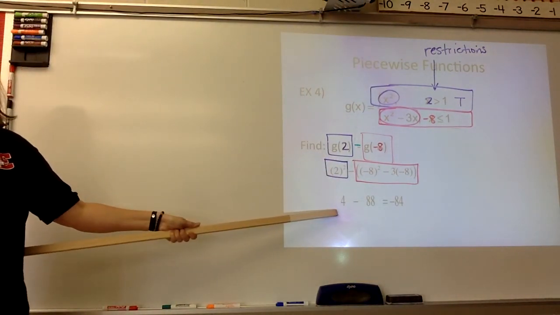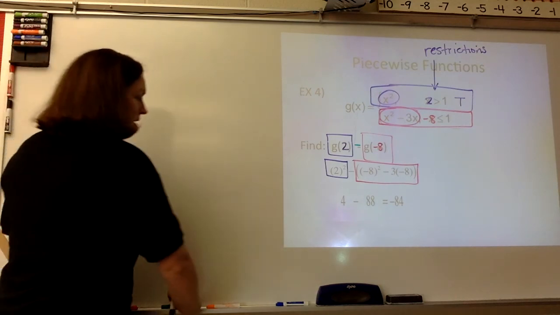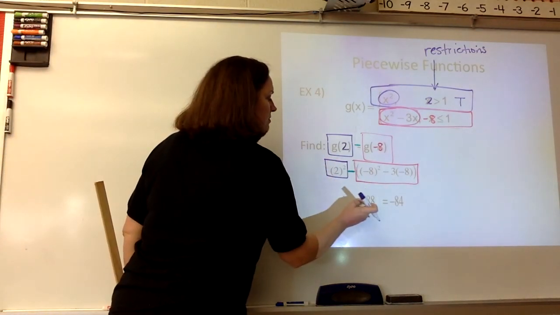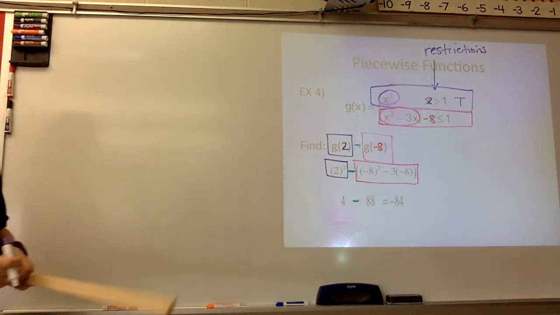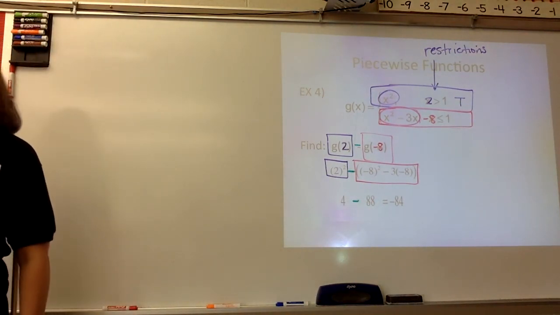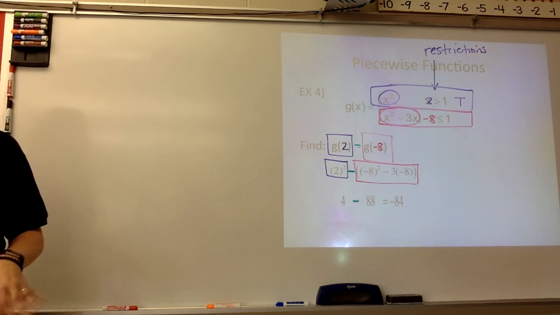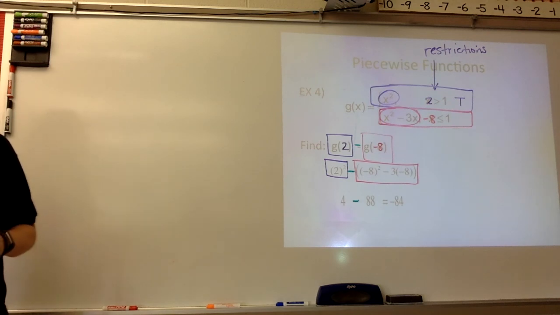2 squared is 4. Please note that this subtraction sign right here is the same as this subtraction sign. On the inside of the red, I get a 64 plus a 24. That's where I got the 88 from. 4 minus 88 is negative 84. And I'm done. Questions on that?